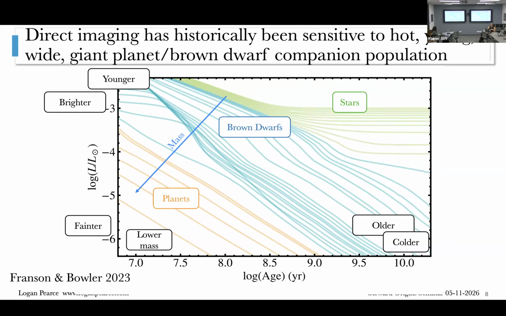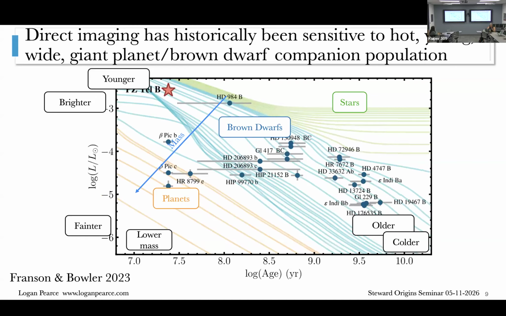So this is a plot of evolutionary tracks of stars, brown dwarfs, and planets as a function of age and luminosity. So age on the x-axis and then luminosity on the y-axis, with mass decreasing towards the lower corner. And so when they're young and they're bright and they radiate that heat away, stars eventually reach a self-sustaining point where their radiative losses are balanced by fusion. But brown dwarfs and planets never reach that self-sustaining point, and they continue to cool as they age. And so younger planets are going to be brighter and easier to detect.